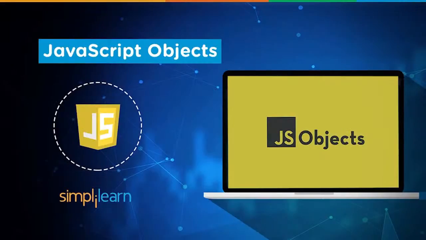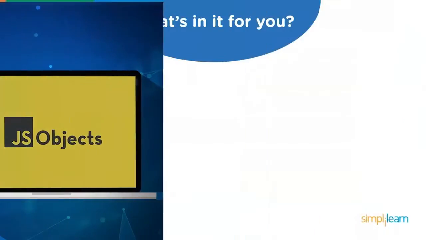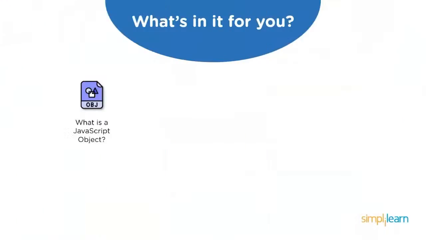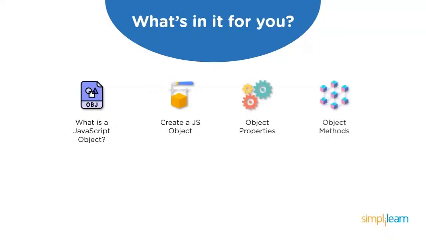So taking a step forward, we're going to learn about JavaScript objects. Without further ado, let's begin and look at what's in store for us. First, we'll start by understanding what a JavaScript object is. Then, we'll learn how to create a JavaScript object and also get to know about the properties of these objects. After that, we'll get familiar with using JavaScript methods. Lastly, we'll understand what JavaScript accessors are.